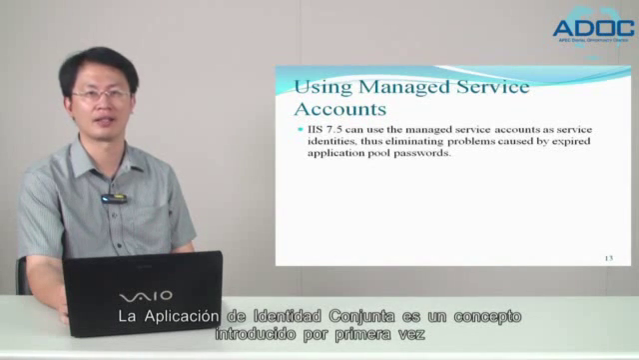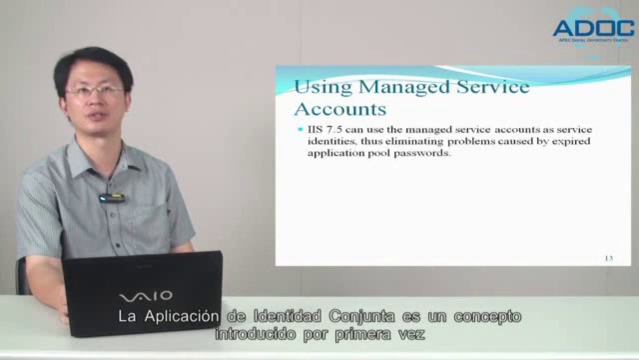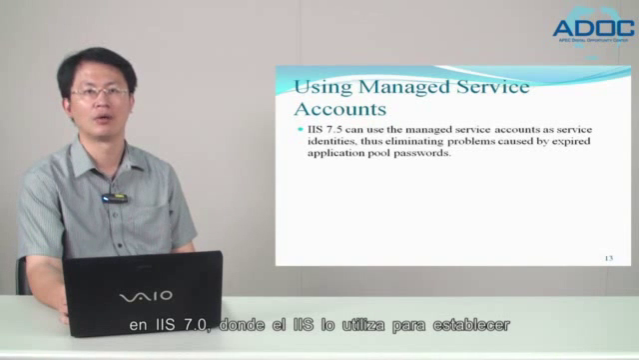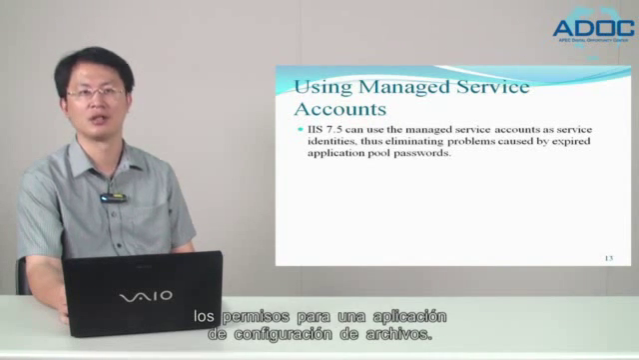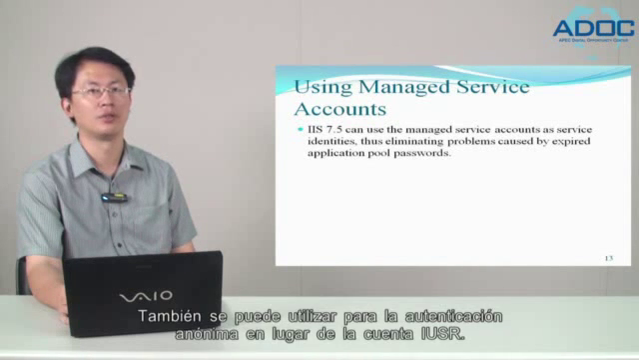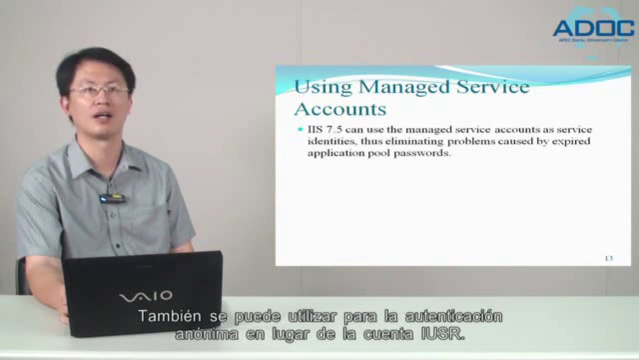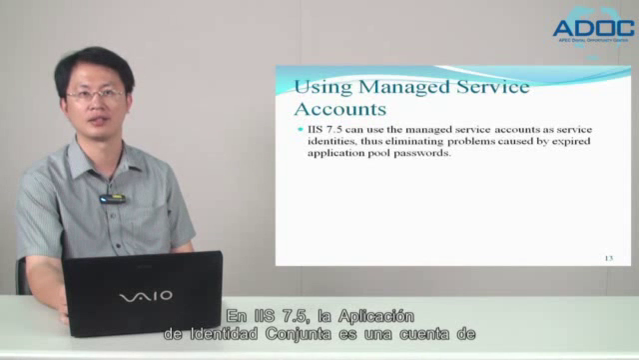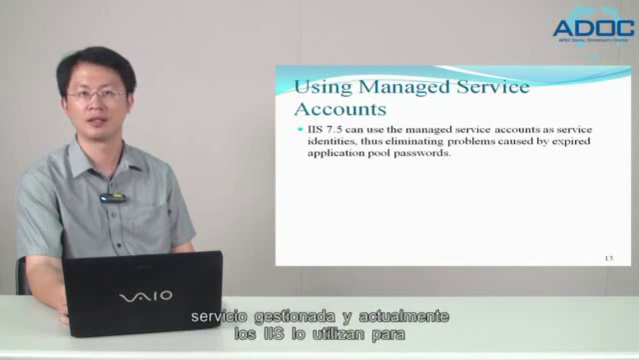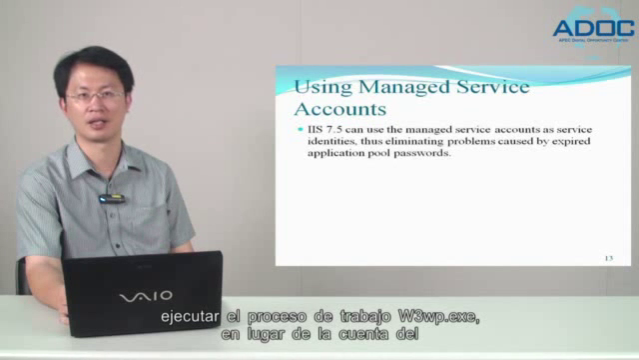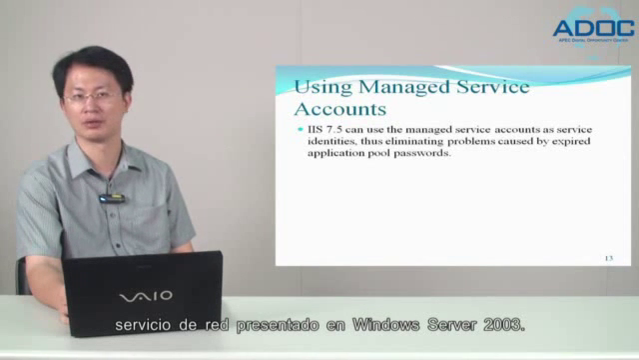The application pool identity is a concept first introduced in IIS 7.0, which IIS uses to set permissions for an application pool's configuration file. You can also use it for anonymous authentication in place of IUSR accounts. In IIS 7.5, the application pool identity is a managed service account, and IIS now uses it to run the w3wp.exe worker process in place of the network service account introduced in Windows Server 2003.